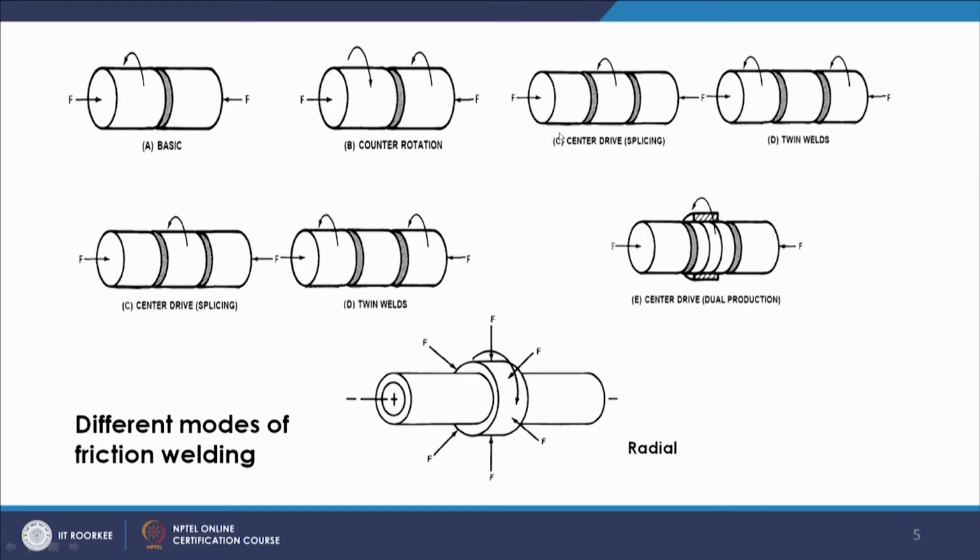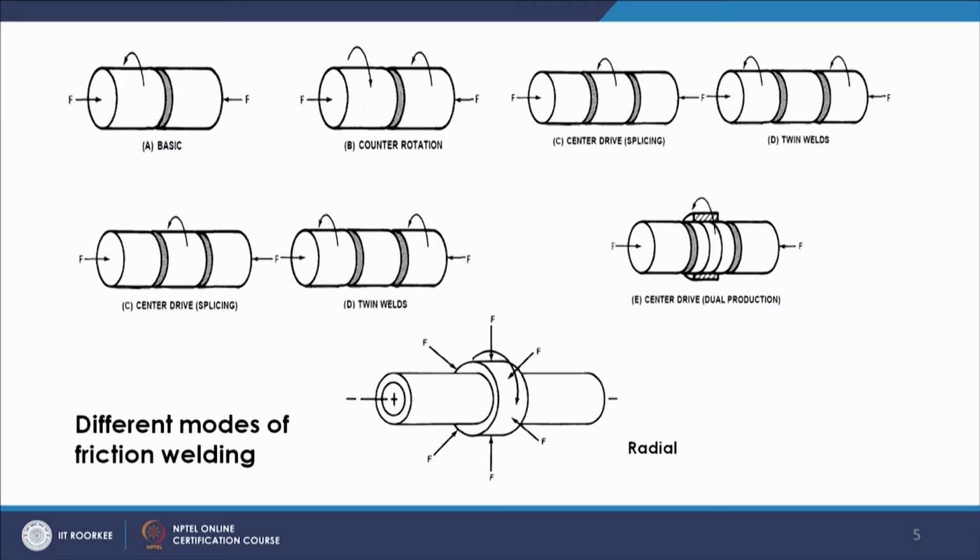If you look at the third point, that is center drive or splicing, as it is known. Now, in this case you are able to get twin welds. So, you have the possibility of getting the weld at these two places. Suppose you have one part in the middle, and two pipes on both the sides, and in between you have to join these two parts at once itself. So in that case, this kind of mechanism is adopted.